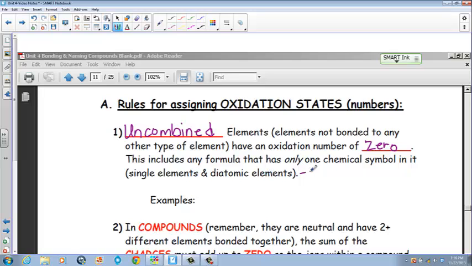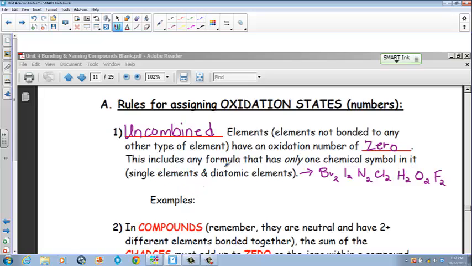Remember, the diatomic elements are Brinkelhoff, okay? Those are the diatomic elements and any single element. So these are all going to have an oxidation number of 0, as well as any element by itself.